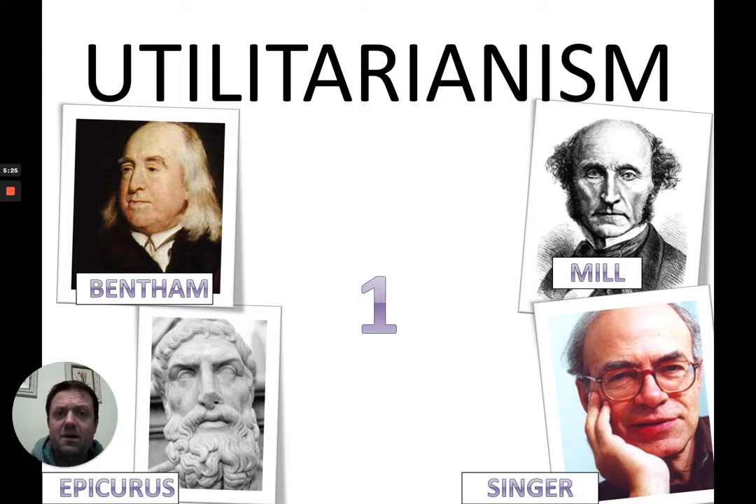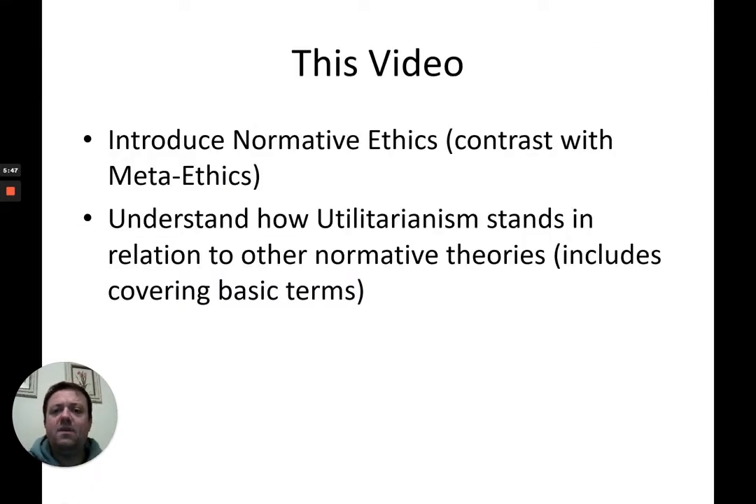I will, however, touch briefly on consequentialist ideas put forward by the ancient Greek philosopher Epicurus, although he wasn't a utilitarian as such, he was a consequentialist, and also by the preference utilitarian Peter Singer, who is alive and very much still working. So this video will introduce normative ethics, which is the study of theories that tell us what is right and what is wrong.